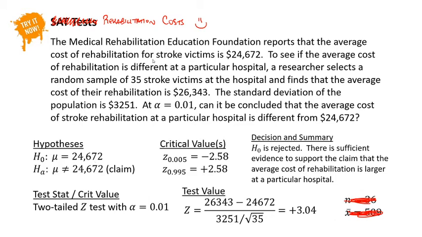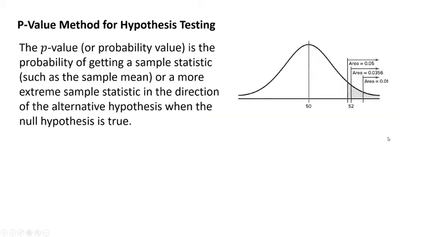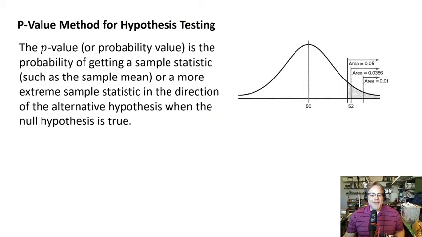And again, the null hypothesis is that this is just slightly above the average and doesn't really reflect a significant difference. But in this case, it's extreme enough of a difference, based upon what we know about the population standard deviation and so on, that we have sufficient information to reject the null hypothesis. So there is sufficient evidence to support the claim that the average cost of rehabilitation is larger at this particular hospital. Okay, so that's the traditional way of doing hypothesis testing.